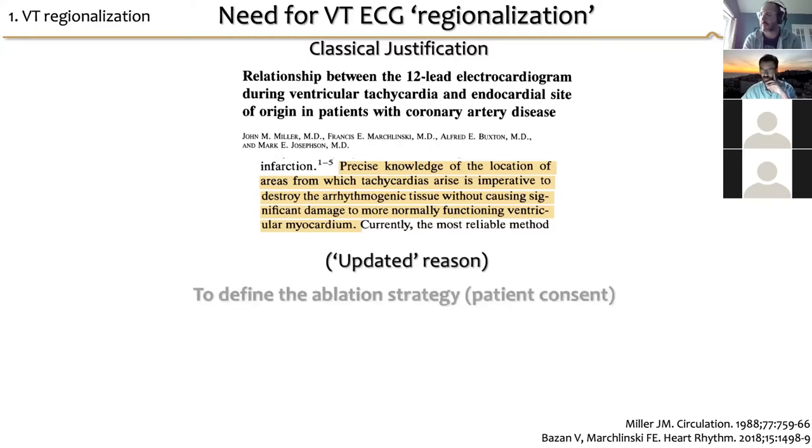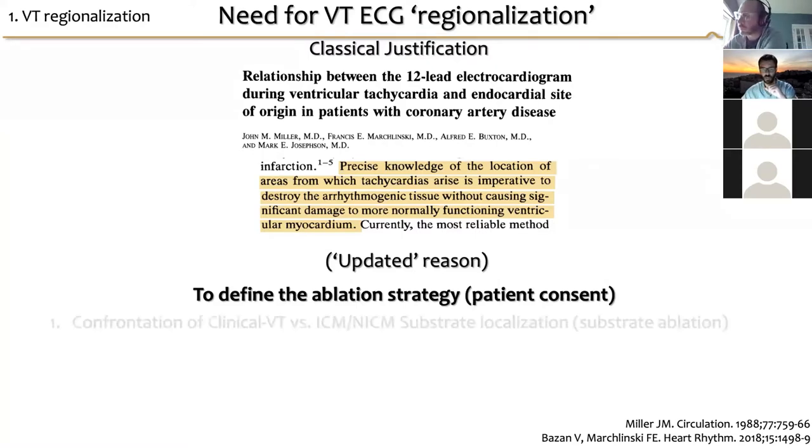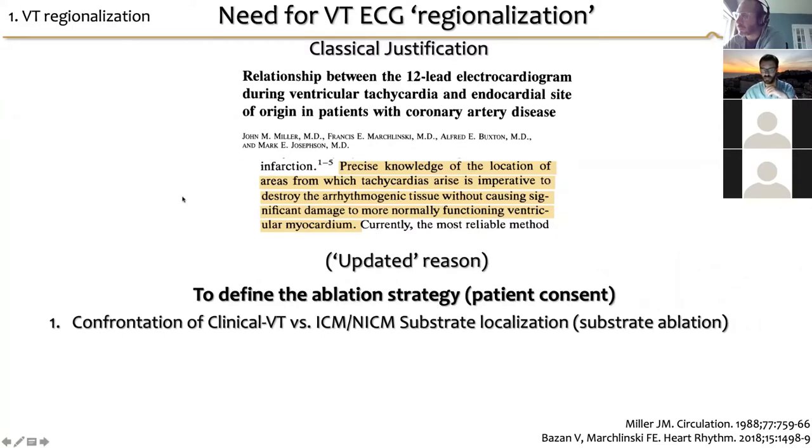But nowadays, we also have a justification in terms of the need for VT EKG regionalization. We have to define the ablation strategy, and we will use the confrontation of the clinical VT with the substrate localization, because sometimes we may find VT originating from a region that is apparently distant from the imaging localization of the substrate of this patient, or in some other instances, we can have a VT that has characteristics of a non-ischemic nature in a patient who has ischemic VT. These are features that are worth determining upfront.